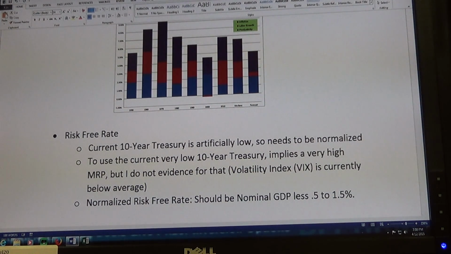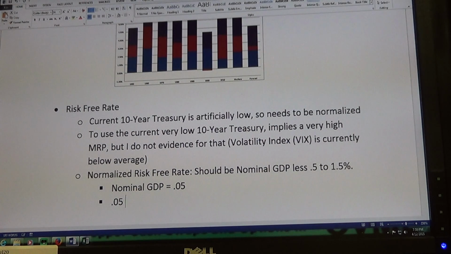I'm going to actually use the higher number, given that interest rates are low and they've been low for quite some time. I'm going to err on the higher end of this and subtract 1.5%. So I think nominal GDP, I expect it to be 5% as we calculated above. So you take 5% minus 0.015 and you get a risk-free rate of 3.5%.